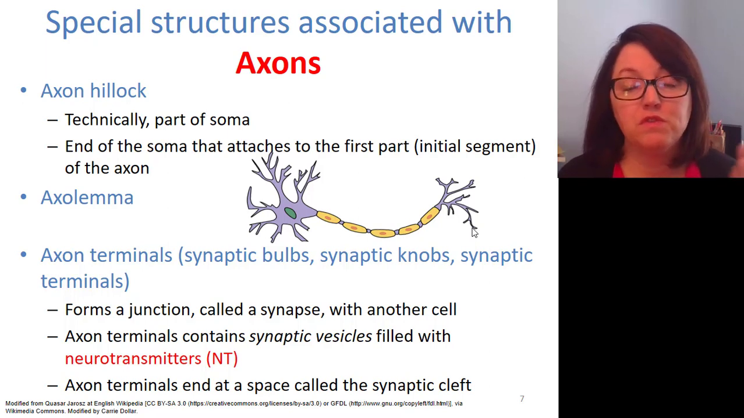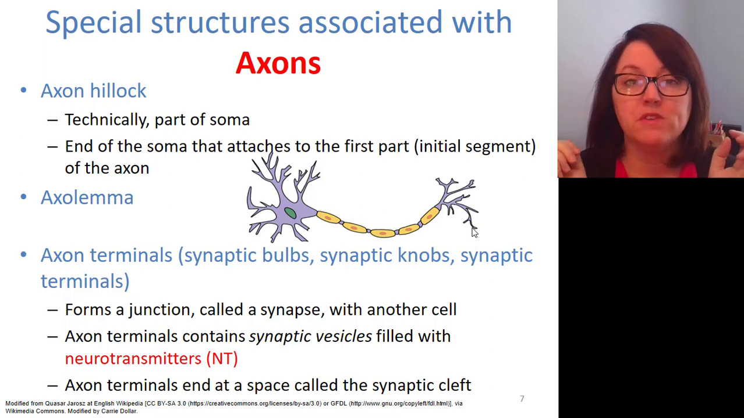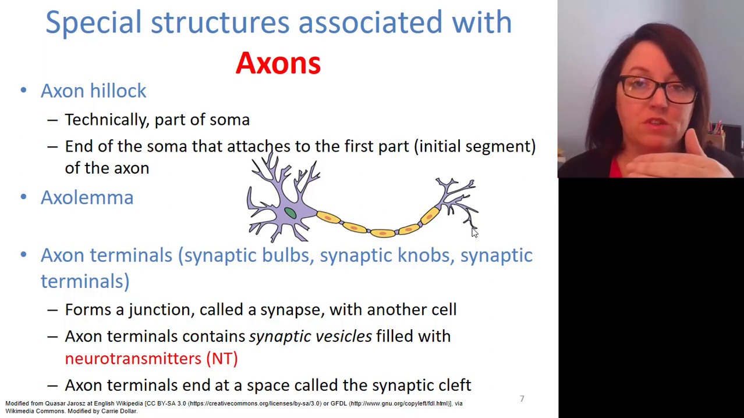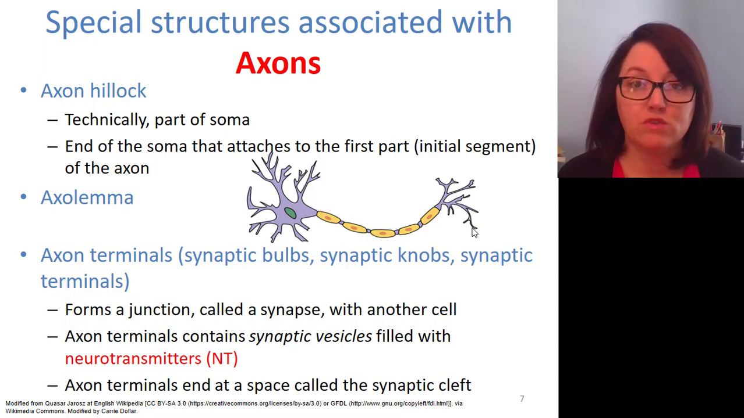Axon terminals form a connecting piece with another neuron, and the place where one neuron communicates with another cell is called a synapse. They don't actually physically touch; the two cells have a space between them called the synaptic cleft. So when a nerve impulse reaches the end of an axon terminal, it causes the release of the neurotransmitter into the synaptic cleft, and then the neurotransmitter will go and communicate with that other cell that's a part of that synapse.